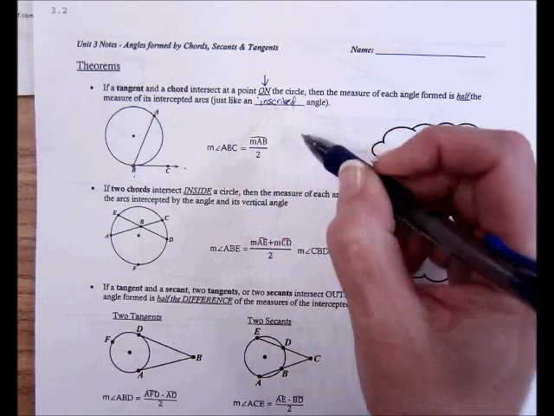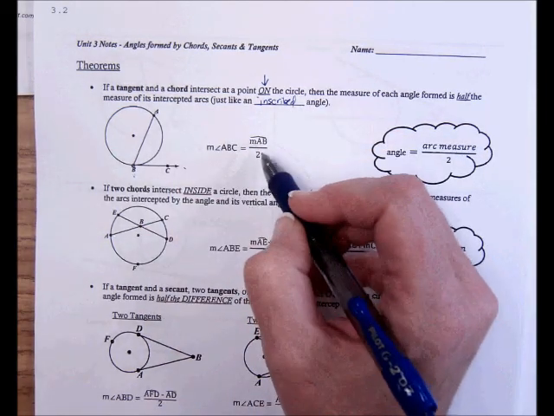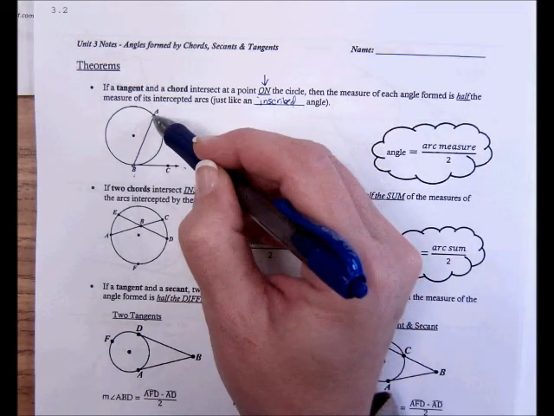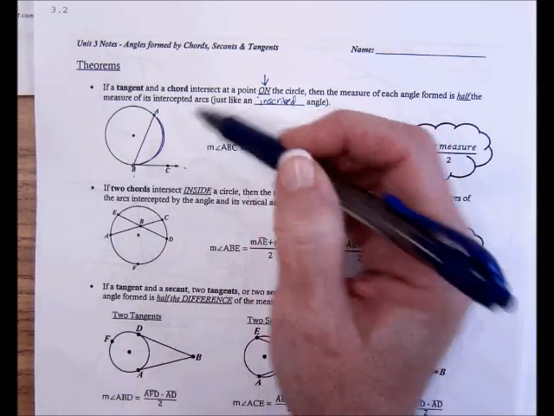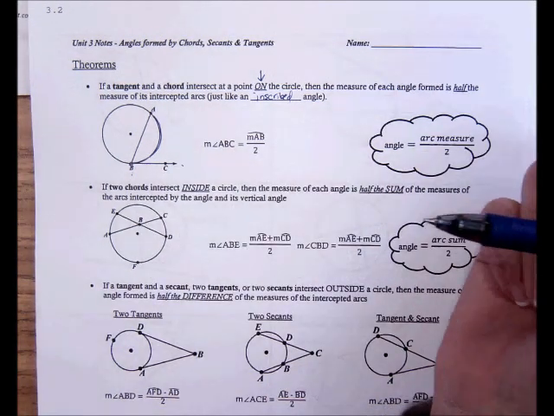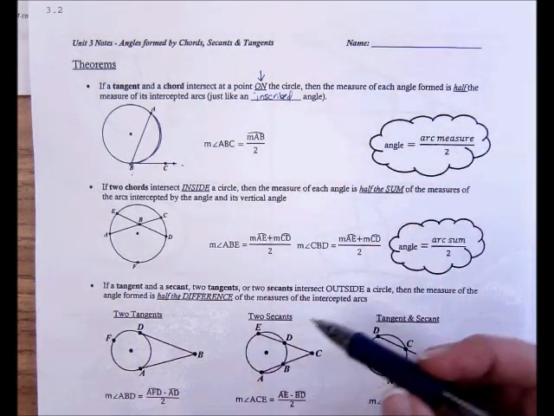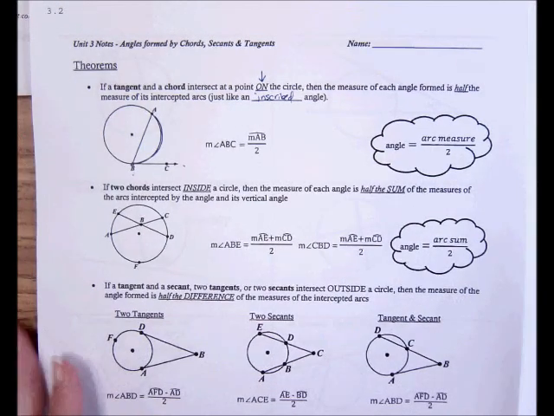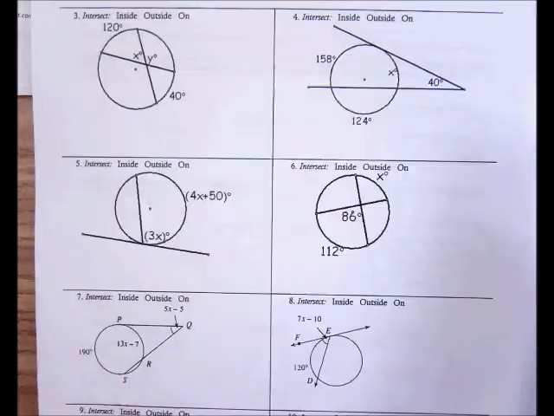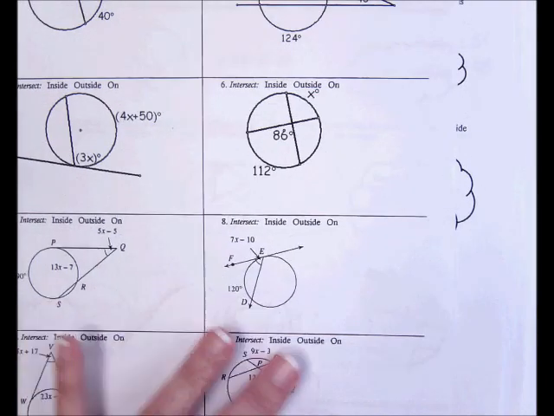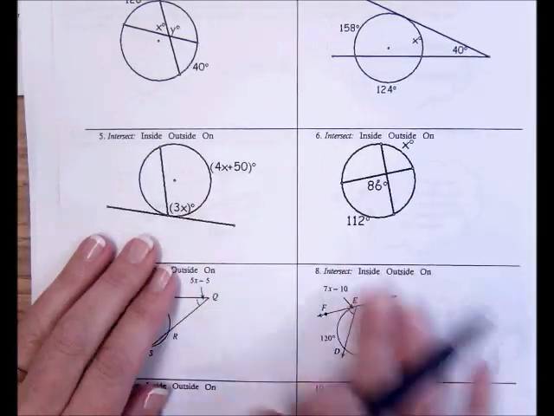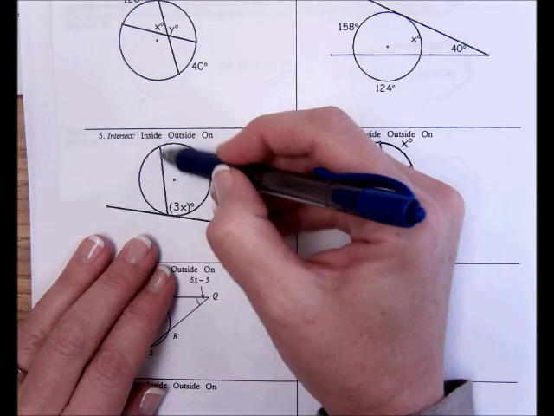And when this happens, it's kind of like an inscribed angle because the measure of the angle is half of the measure of the arc. So if I know that the arc measure here, AB, is, let's say, 90, then I would know that the angle measure is going to be 45 because it is half of that. So let's look at this and let's find a couple of examples that are like this.